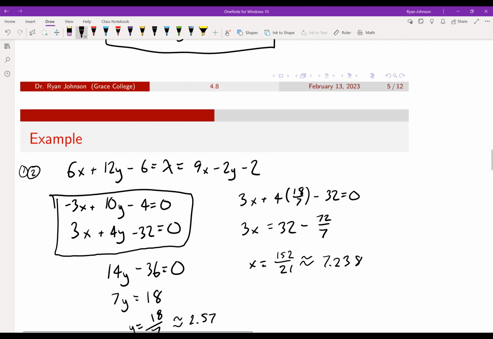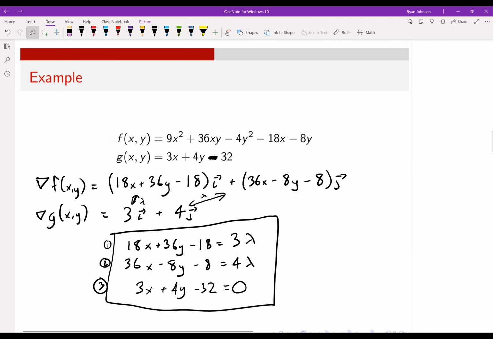So then we'll plug in 7.238 and 2.57, and we'll plug in the endpoints of G, which would be x is 0 and y is 8. We plug in also when x is, say, 32/3 and y is 0. So plug all three of those in and see which one is the maximum, which one's the minimum.